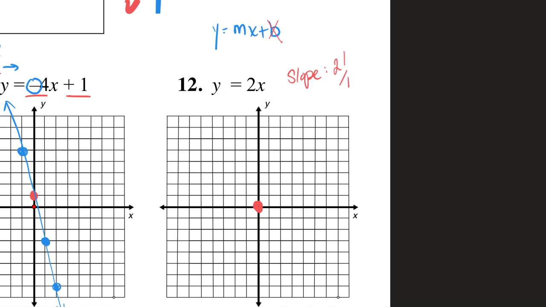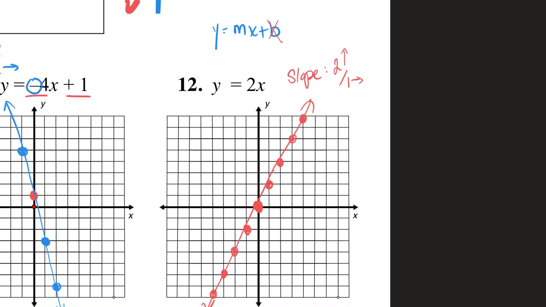And it's positive, so we're going to go up 2 over 1. So let's count up 1, 2 over 1, like that. Okay, and you're just going to keep following that pattern. So up 2 over 1 every time. Then let's go down 2 over 1 to work backwards. Down 2 over 1, just like that. And now we have a line.